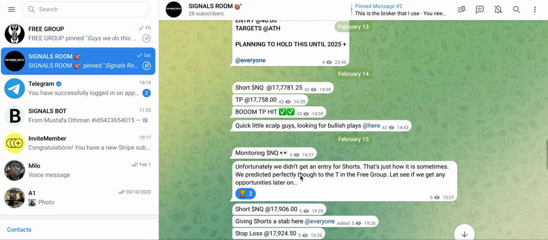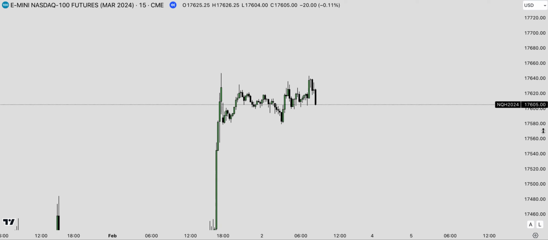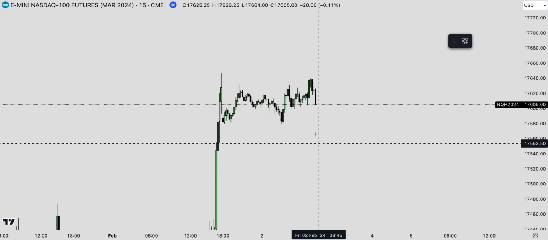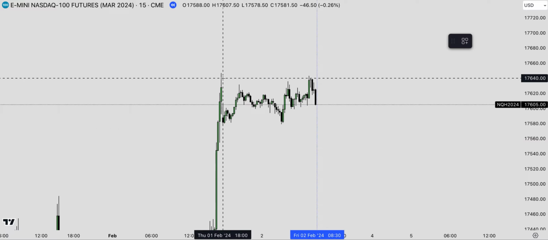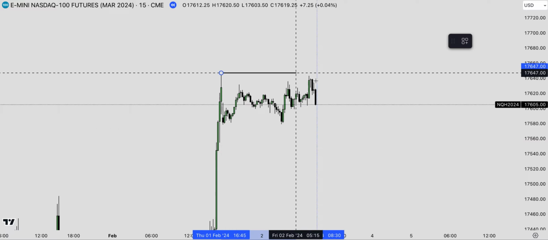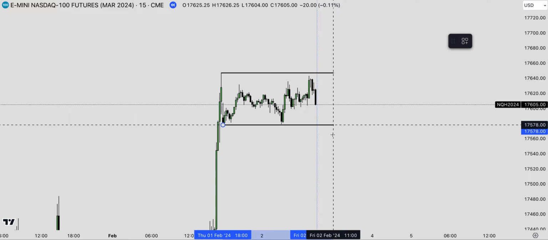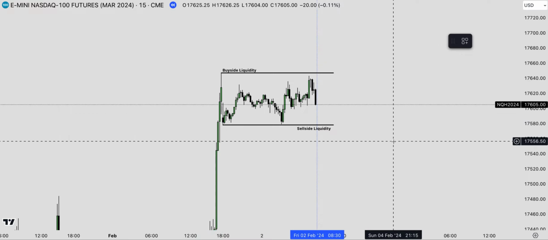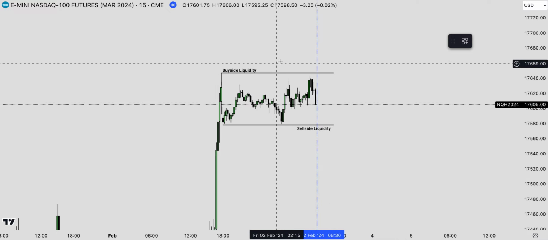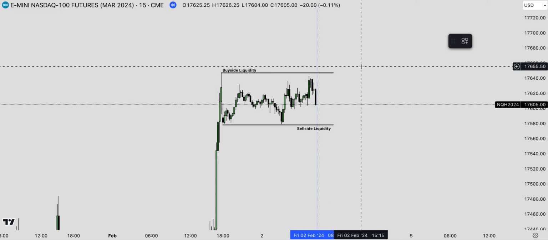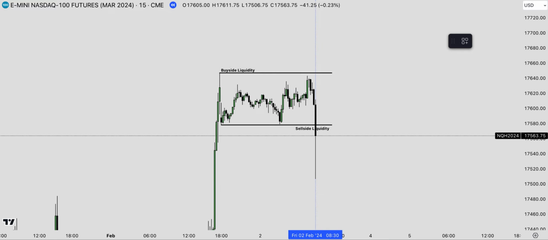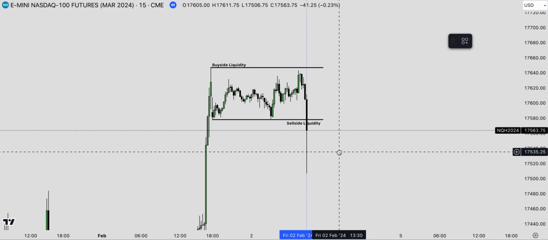But yeah, anyways, guys, let's get into the charts. First things first, what you want to do is mark out your 8:30 open. So these are your buy side liquidity levels here, and your sell side liquidity levels down here. Okay, so now that you've marked these out, you want to wait for either one to be swept, and then you will hop down into a lower time frame to look for your fair value gap entry.